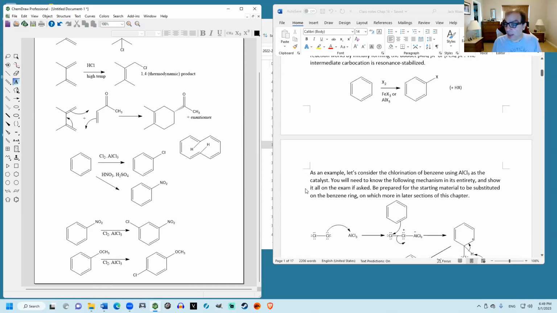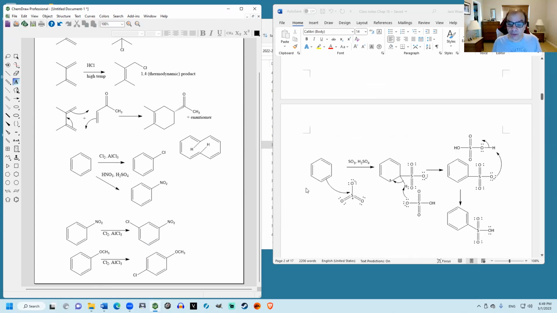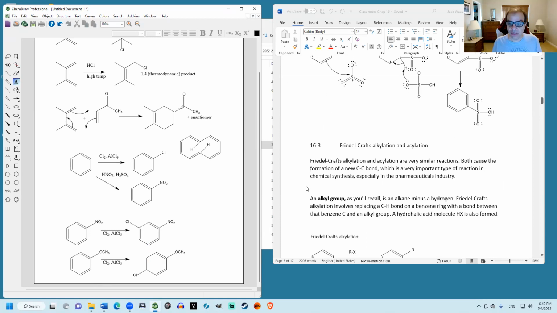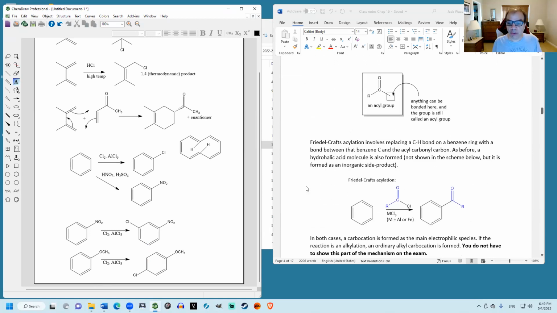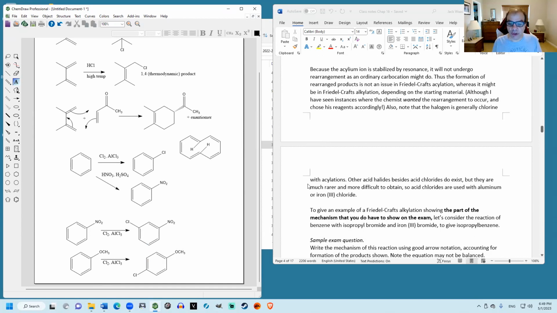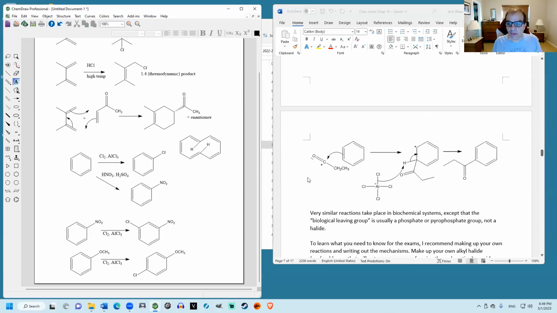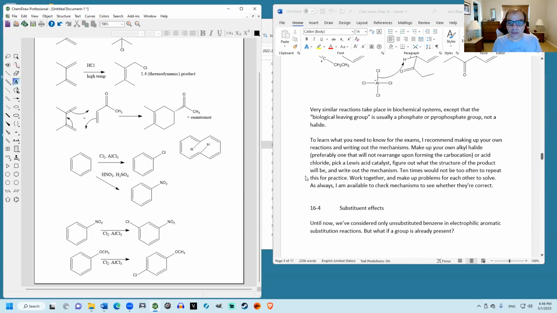And there are lots of other reactions of aromatic compounds that are in this chapter. The Friedel-Crafts reactions. And we learned their mechanisms. Went into some detail about that.